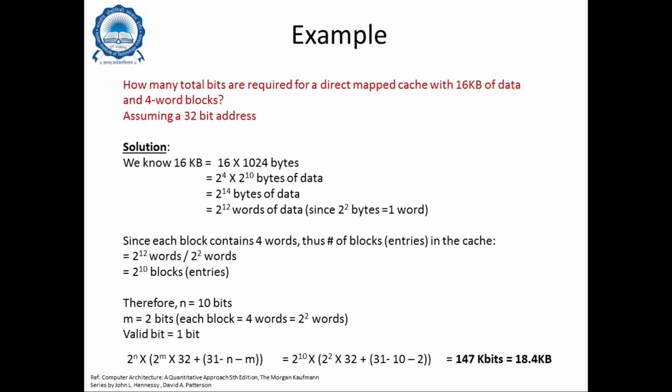Although when we actually refer to this cache, we'll talk about it as 16 KB data or 16 KB cache, because when we talk of the cache, we only talk about the data portion, not the entire size of the cache. Okay, so you can see that the entire size is 18.4 KB, while the data portion of the cache is just 16 KB. So this actually is referred to as a 16 KB cache.